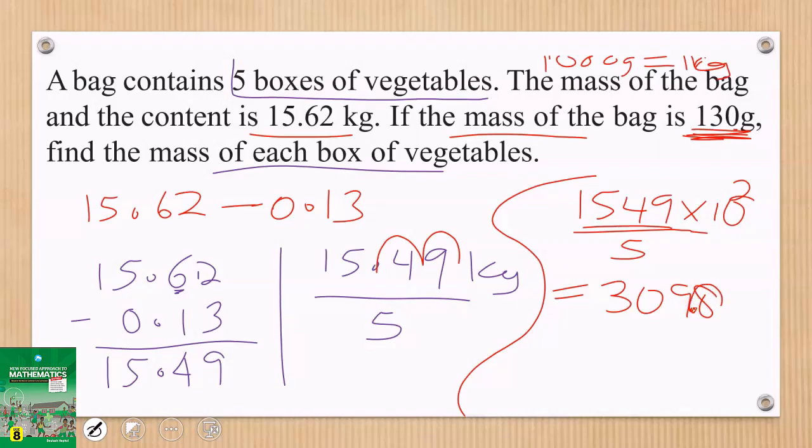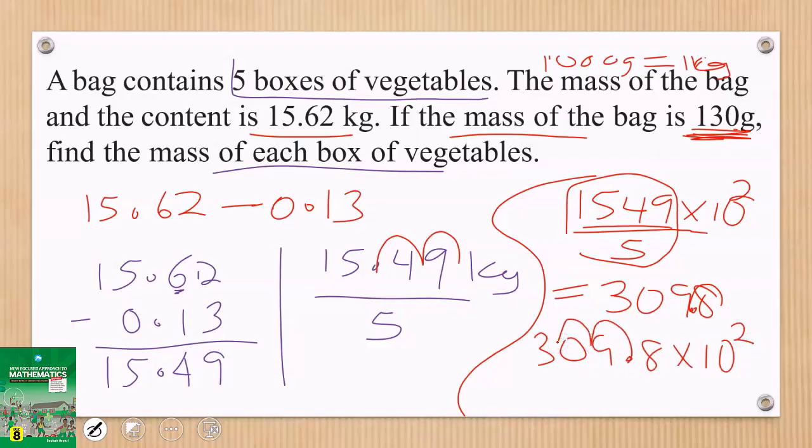And so the answer for this division alone is 309.8. Then times our 10 to the power 2, which means it will force the whole thing to move 1, 2 places, so that our final answer can be written as 3.098 kilograms. That means each box containing the vegetables is 3.098 kilograms. I'm sure this has really helped you to know how you can apply decimals in real life experience.